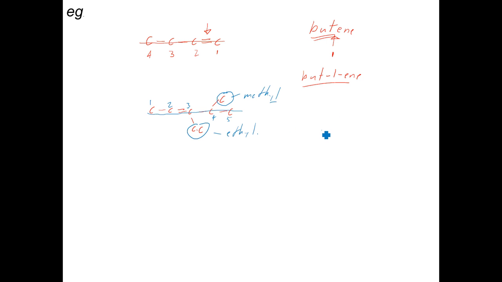So it is going to be a pent, dash. It's on carbon number 2 that the double bond begins. So it's a pent-2-ene. And then it's just naming the branches. Alphabetically, E comes before the M. So this is going to be a 1, 2, 3 ethyl.